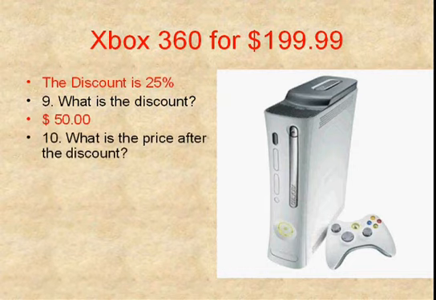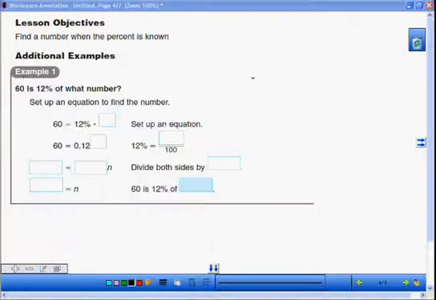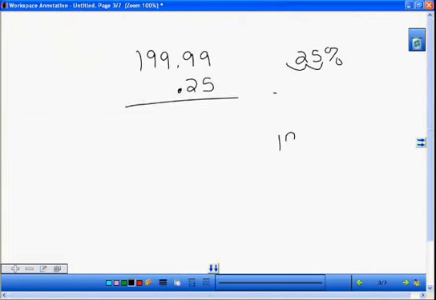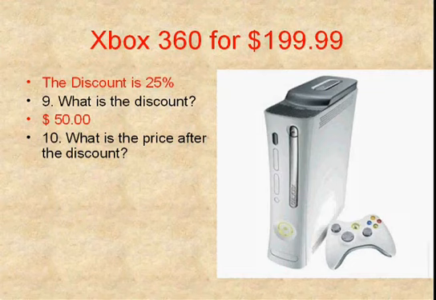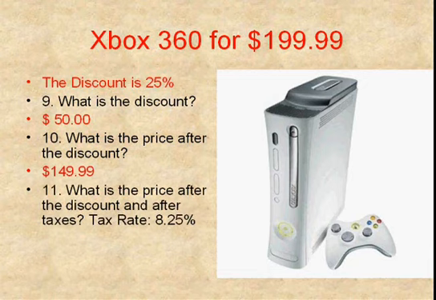So what is the price after the discount? Go ahead and hit pause and figure this out. Okay, so we need to take our $199.99, subtract our $50, and the sales price is $149.99. What is the price after the discount and after taxes? So go ahead and work this problem out. Hit pause.